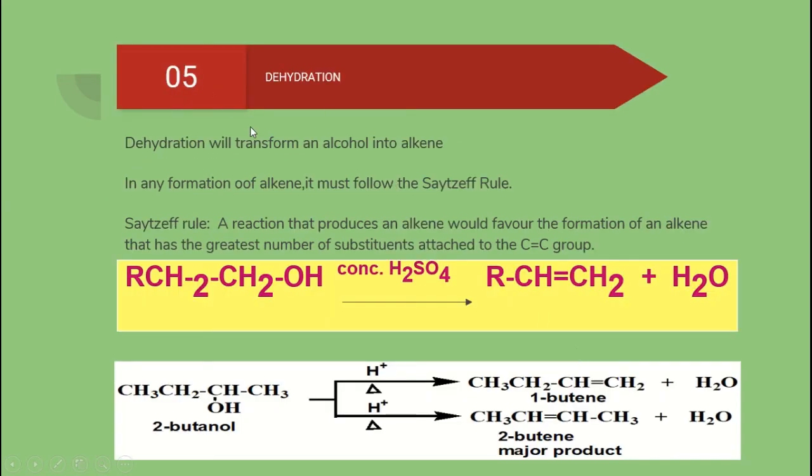Dehydration. Dehydration is a type of alcohol reaction that will transform the alcohol into alkene. In any formation of alkene, it must follow the Zaitsev rule. What does the Zaitsev rule say? The Zaitsev rule says that the reaction would favor the formation of the C double bond C at the carbon that has many more substituents attached to it.